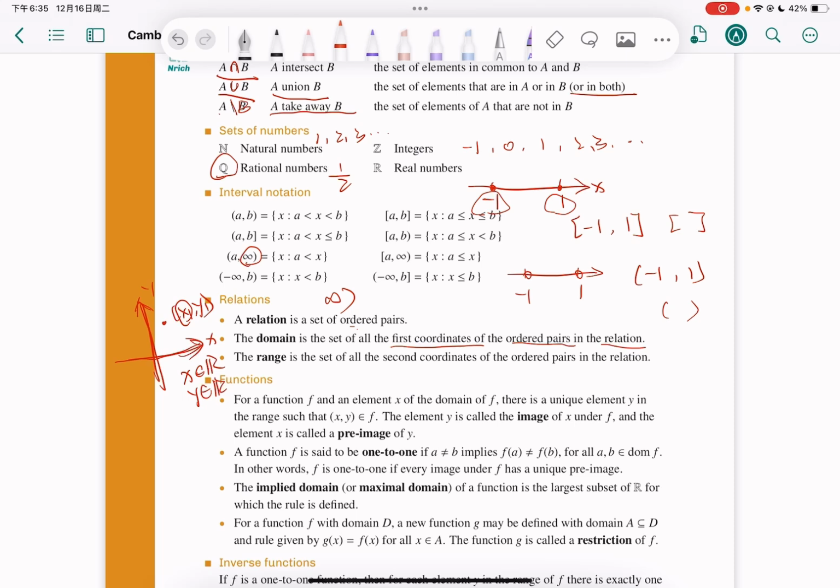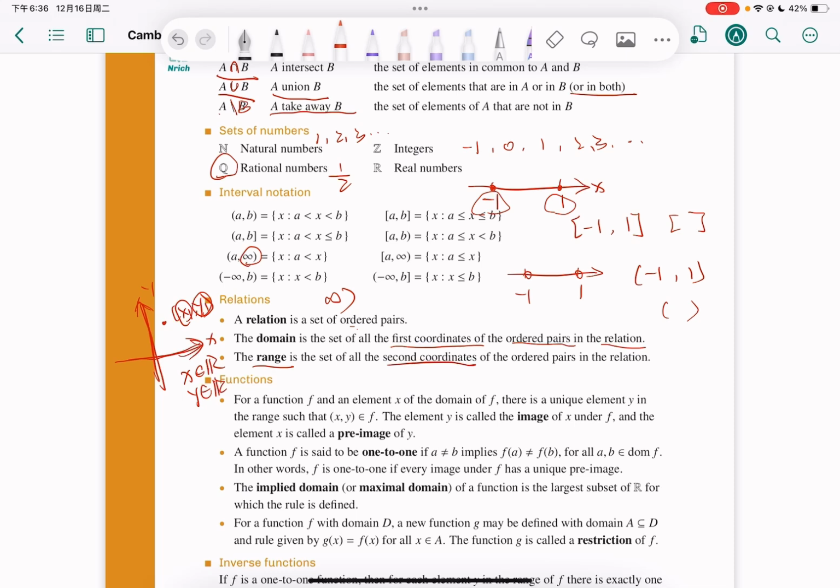So the values that x can take is the domain. The values that y corresponds to is the range. So the range corresponds to the second coordinate, which is y.